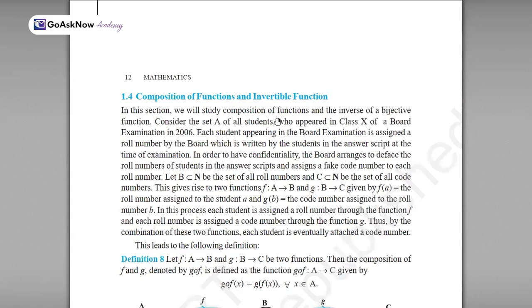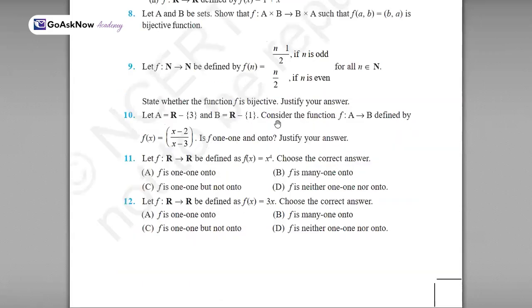I hope that you can solve all these questions because all are easy questions here. If you have any kind of problem in any question, you can comment in the chat box, or you can also ask me, and I will explain that question.